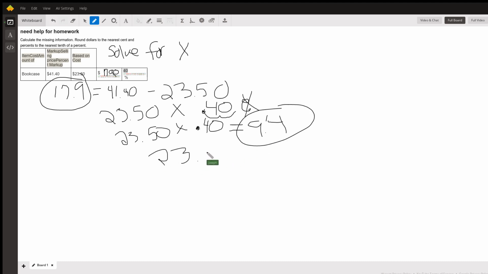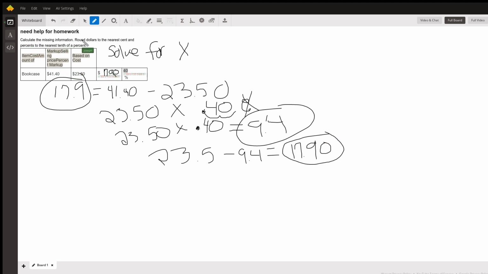What does that equal? 23.50 minus 9.4 equals 17.90. So now we just checked our answer, right? And this is the right answer. And I think that's what we have right here.